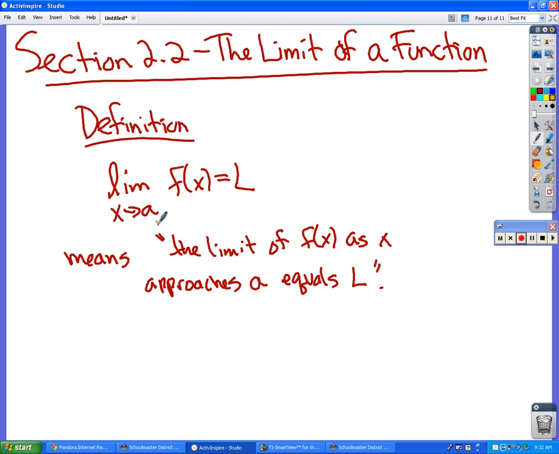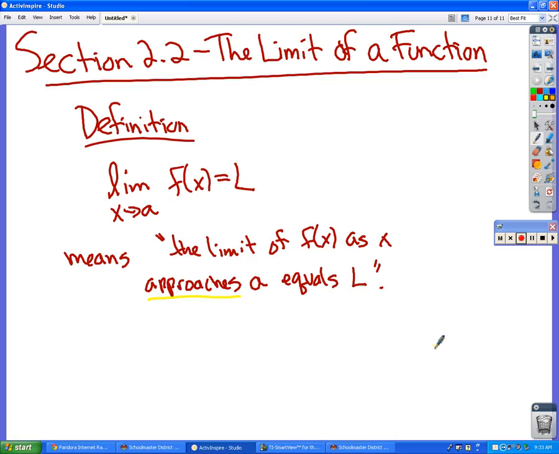And it doesn't always exist. For this to work out, you need to be able to get closer and closer to this, as close as you want to this. So if it's bouncing around all over the place, there's cases where it doesn't exist, and we'll talk about those as they come up. But the key here for us is that that's the limit as x approaches that number a. It doesn't have to be when x equals that number. It's as it gets closer and closer to it.